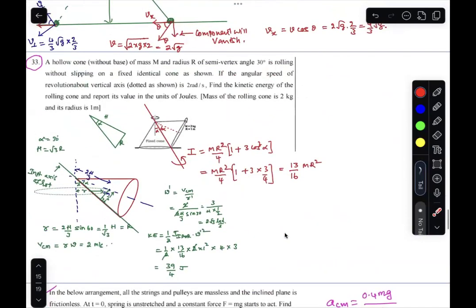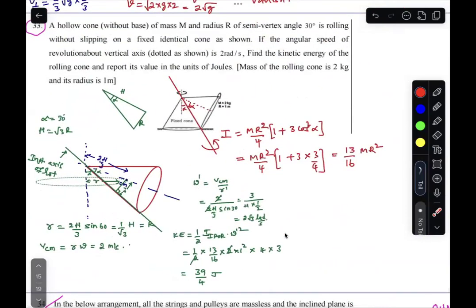This one, you need to know this formula. A lot of students might not. That is the reason I said even if you leave this, no issues. Most of you know the formula 3 by 10 MR square, but no one knows the moment of inertia about this slanting side. That is given as MR square by 4, 1 plus 3 cos square alpha. That is 13 by 16 MR square.